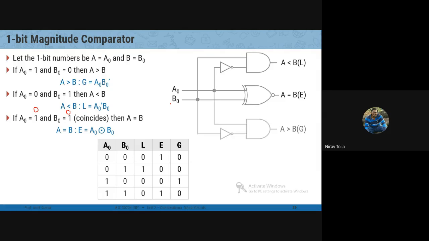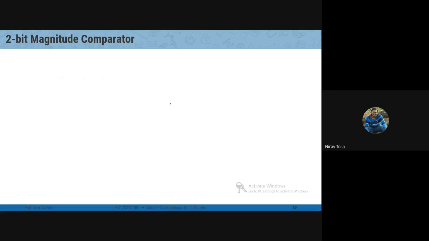And for greater than, my equation is A0 B0 bar. So this is the logic circuit of the one bit magnitude comparator. Also, we have a 2-bit magnitude comparator.